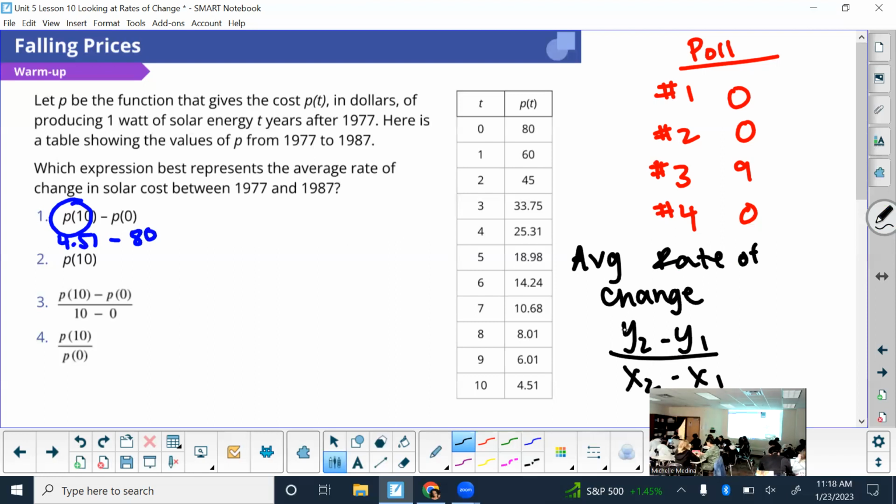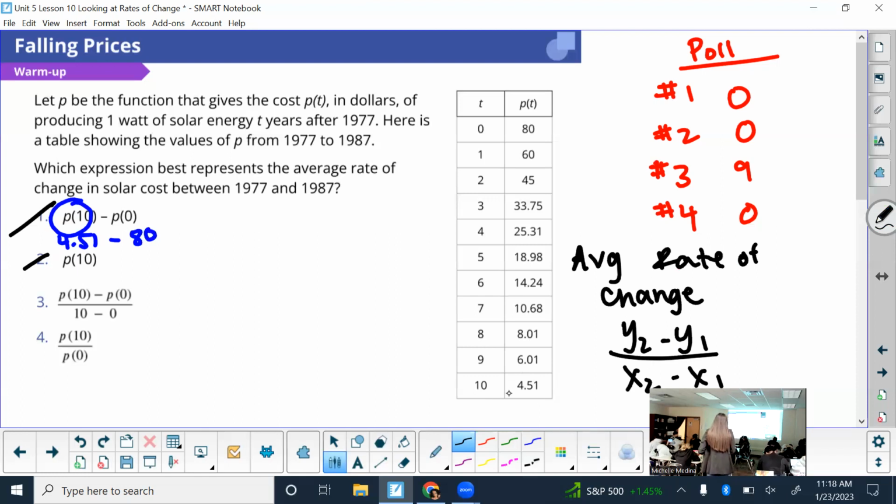All right, so it's not 1 because we're missing the dividing by the inputs part. Why is it not 2? It looks weird because it doesn't really have much of anything. That one probably might have been the first one you could eliminate. That one would just say this is my answer, and that's just not an average of anything.